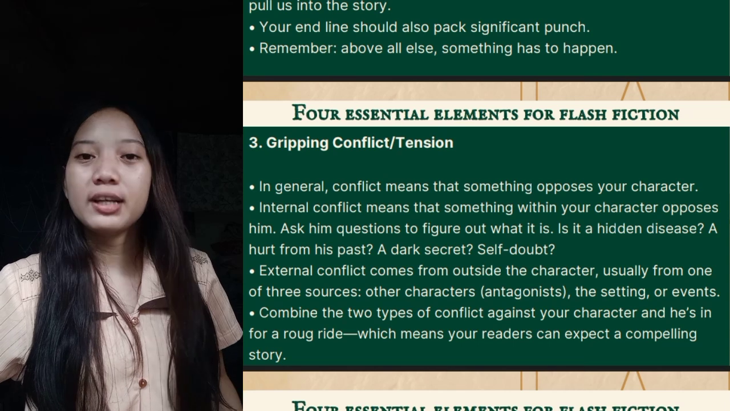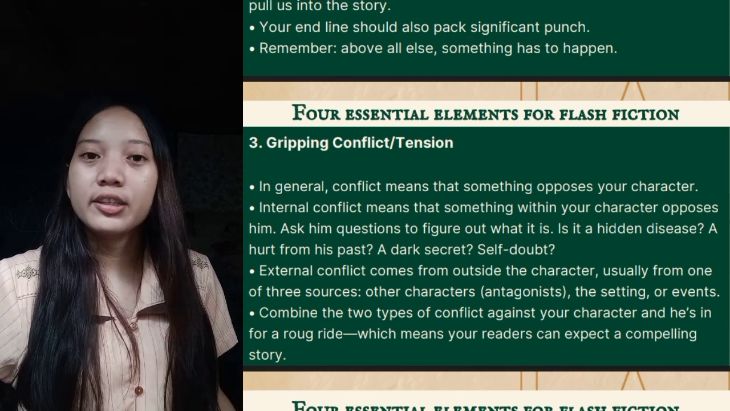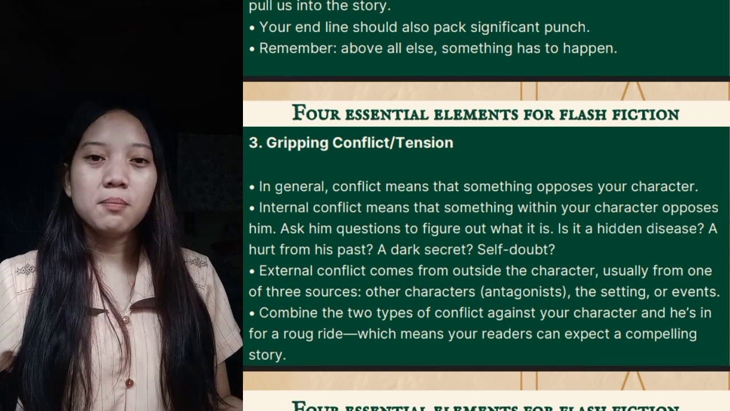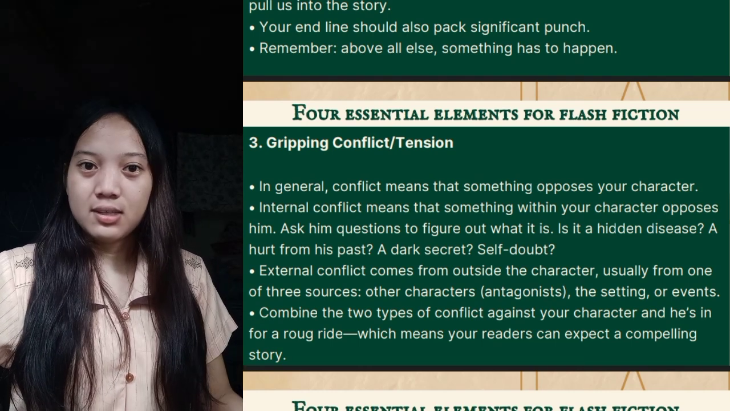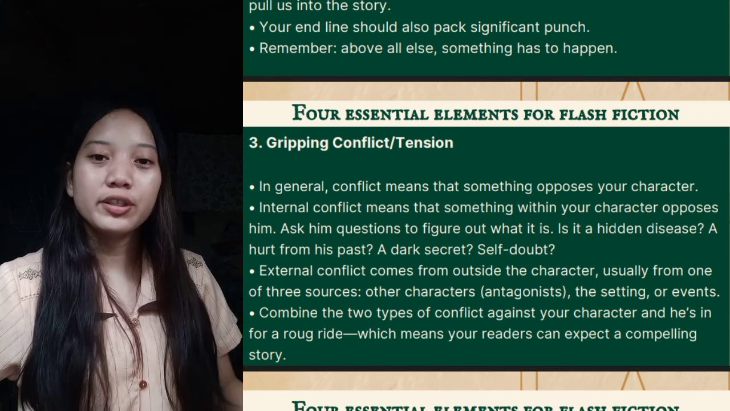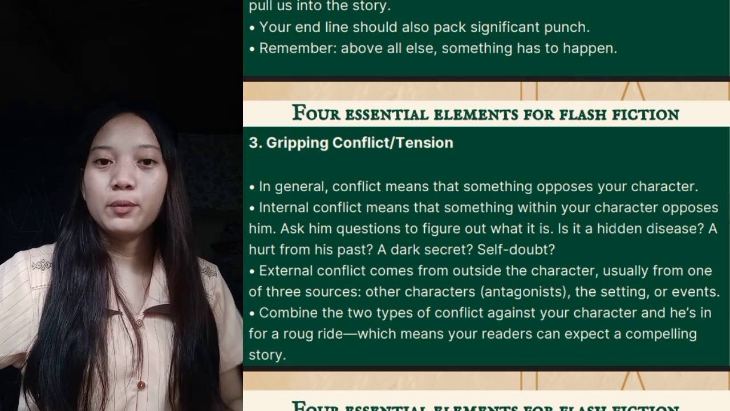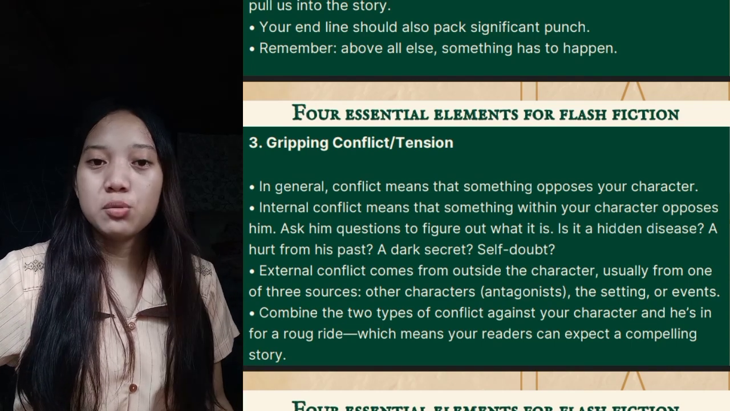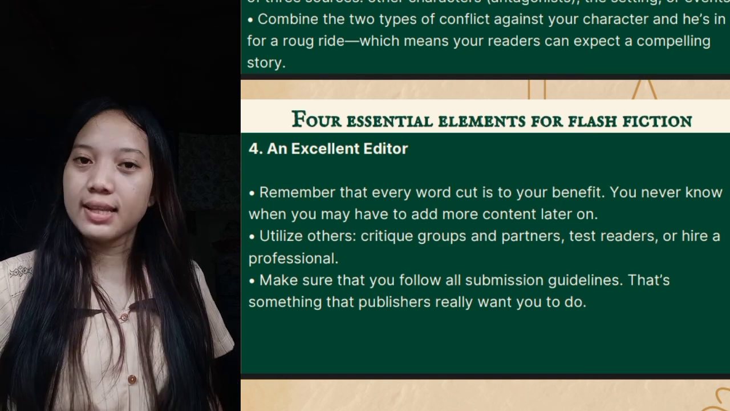And then we have the external conflict. This comes from the outside, like a problem with another character, the environment, or a big event. For example, a character might be in a dangerous situation like in a fire or in a fight. For a strong story, it's best to have both internal and external conflict. That way, the character is dealing with a lot, which creates tension and makes the readers more invested in your story.